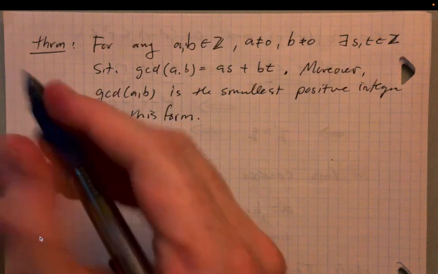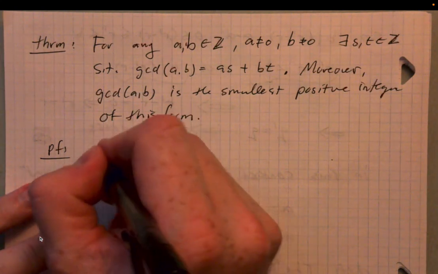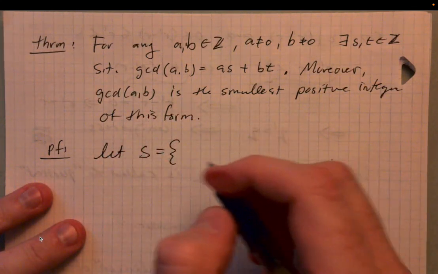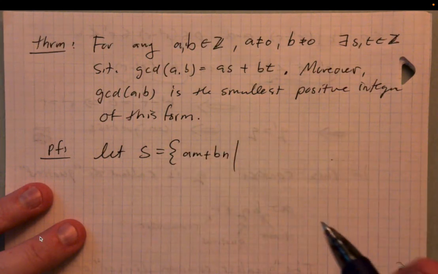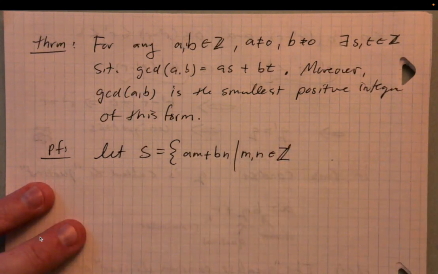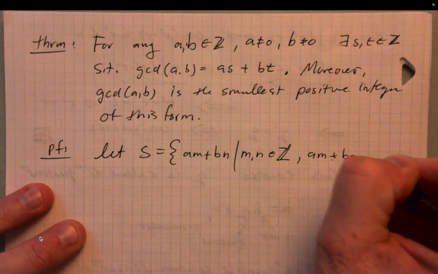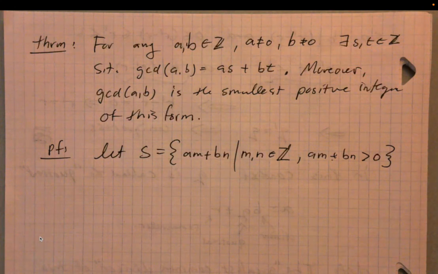So let's take a look at the proof of this theorem. Again, we're going to make use of the well-ordering principle. So we're going to start with a set. We're going to let S equal the set of am plus bn, where m and n are integers, and am plus bn is greater than 0.